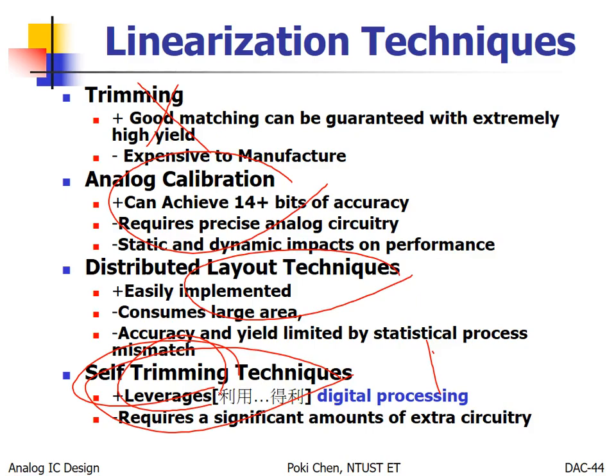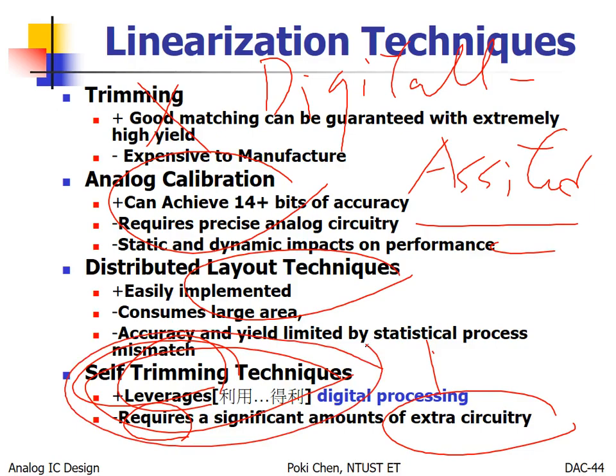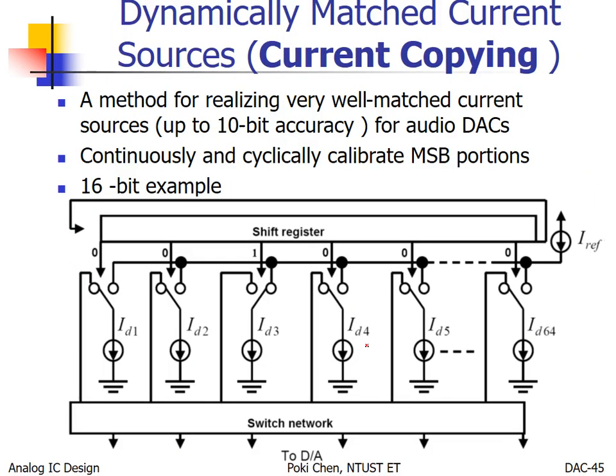But usually it requires a lot of extra circuit, especially a lot of digital circuit to help. So again, that is the so-called digitally assisted analog circuit. That is the mainstream research. 最主流的哈,透过数位电路来辅助你的类比的操作.